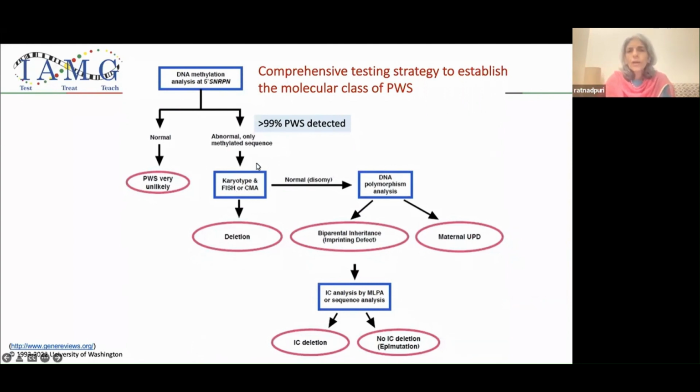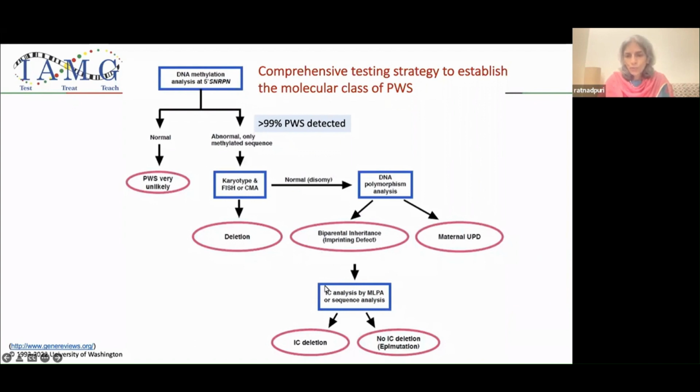we need to do either chromosomal microarray or a FISH test to know if there is a deletion. A karyotype is done because in about 1% of cases, there can be chromosomal problems that can cause a deletion. Okay, so there can be balanced chromosomal problems in the parents. Now, if this is normal, we do DNA polymorphism analysis to look for uniparental or biparental inheritance.